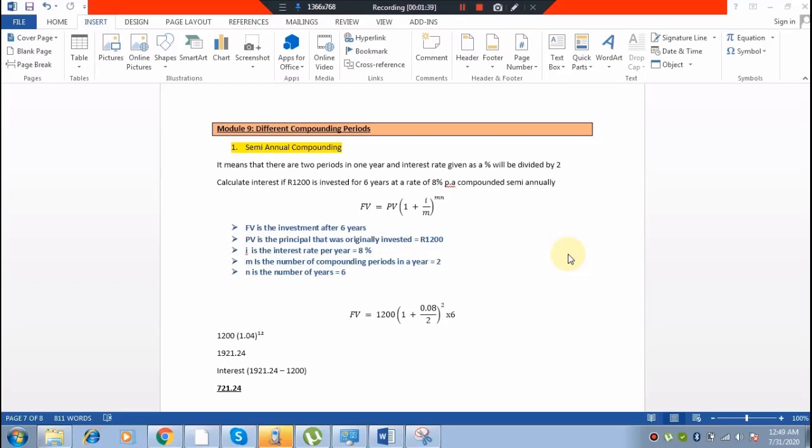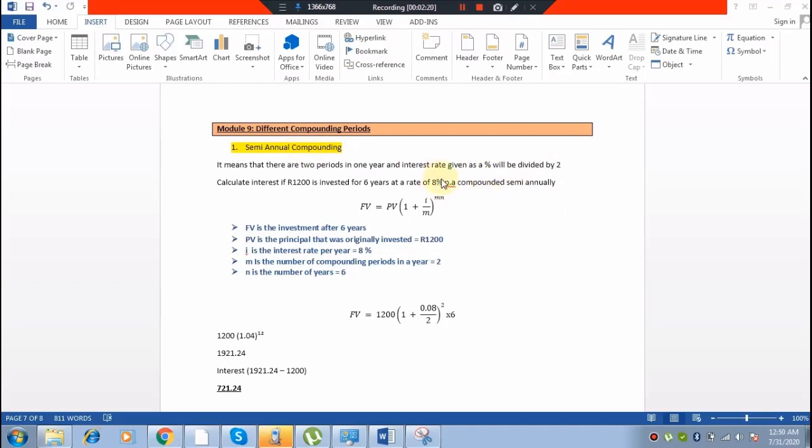What does the term semi-annual compounding mean, and what makes it different from annual compounding? Semi-annual compounding means that there are 2 periods in 1 year, and the interest rate given as a percentage will be divided by 2, right? For example, let's say you are asked to calculate interest if 1,200 is invested for 6 years at a rate of 8% per annum compounded semi-annually. In this case, if we are doing semi-annual, the interest is to be divided by 2, right?